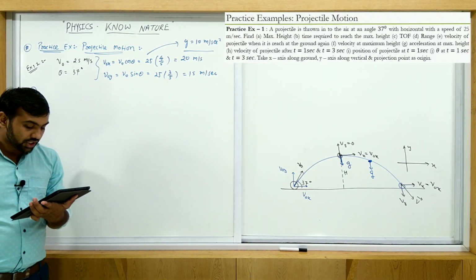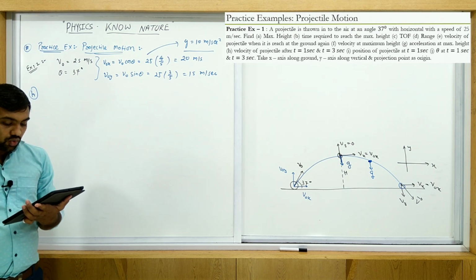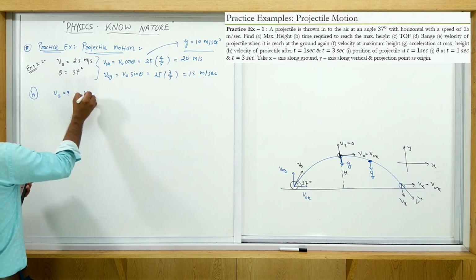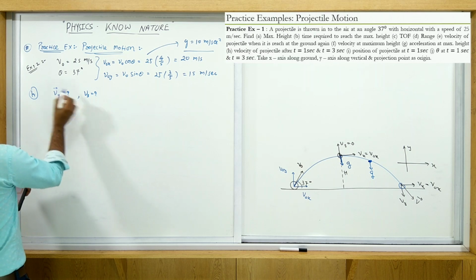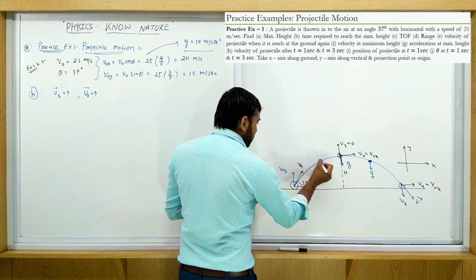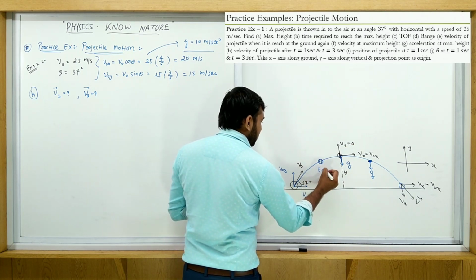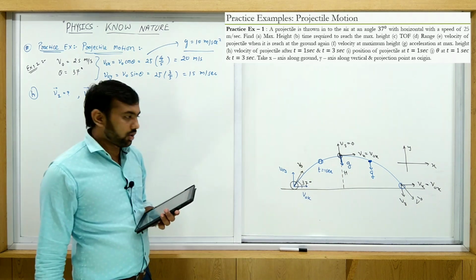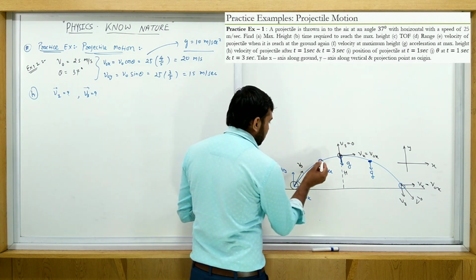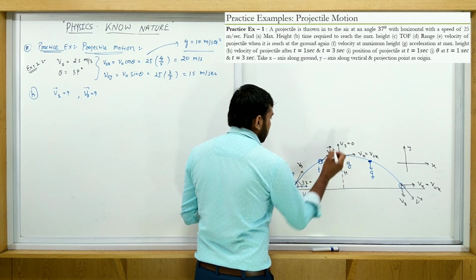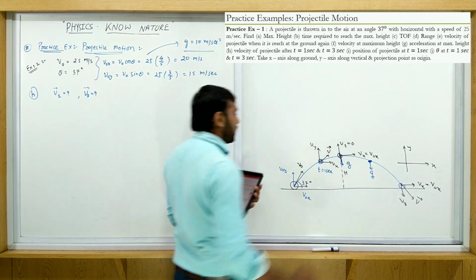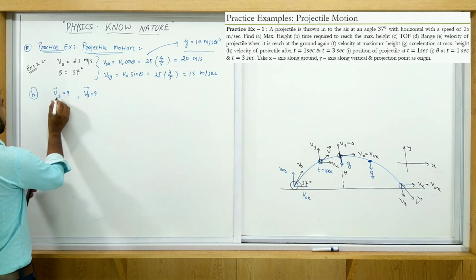Next one, velocity of a projectile at t equal to 1 second and 3 seconds. We have to find the velocity at 1 second and the velocity at 3 seconds. Consider the object moving like this. Suppose at t equal to 1 second, the object is somewhere here, and its velocity is given in this way. This velocity has two components, vx and vy. So how do we find this velocity at 1 second?